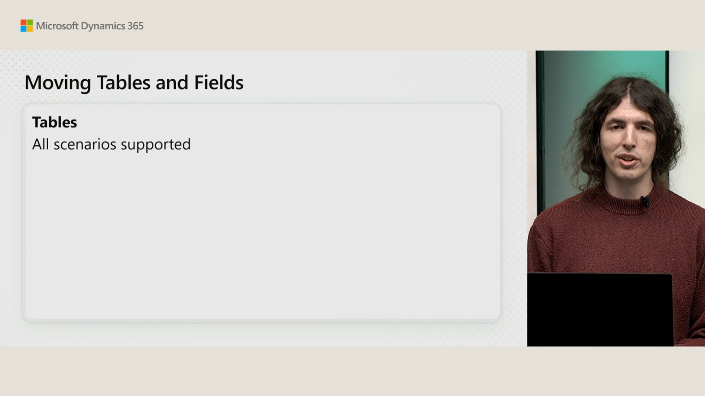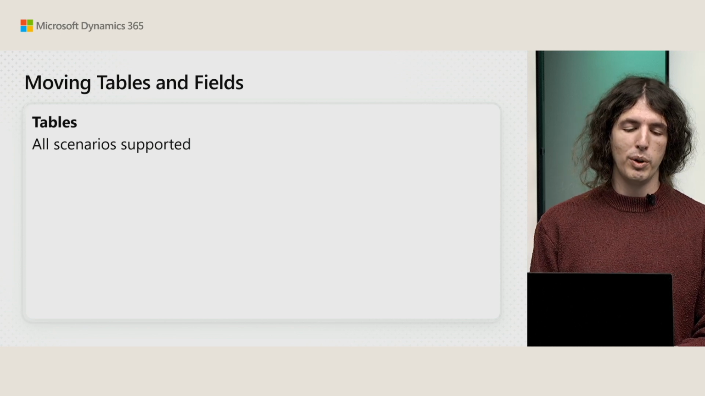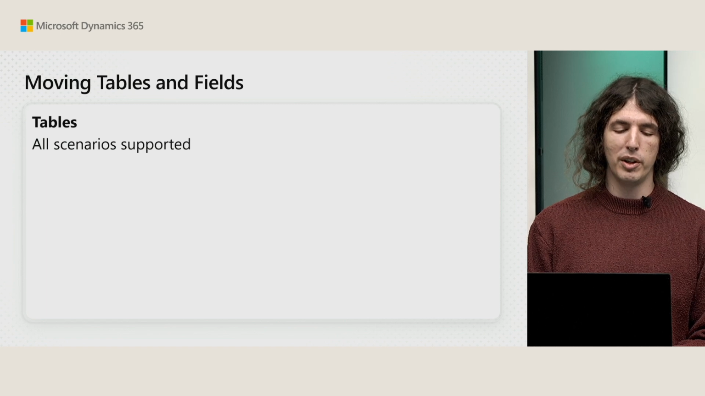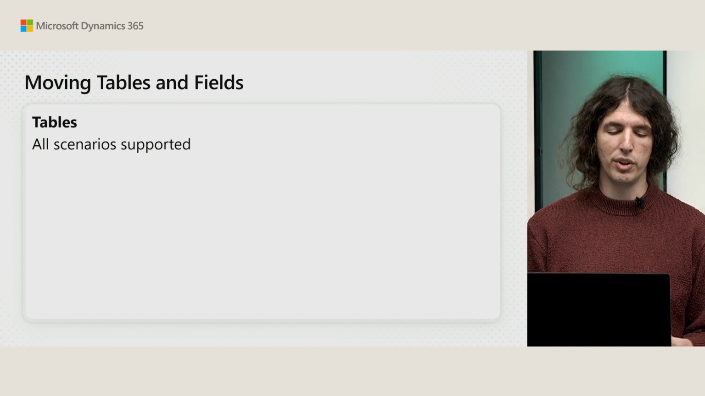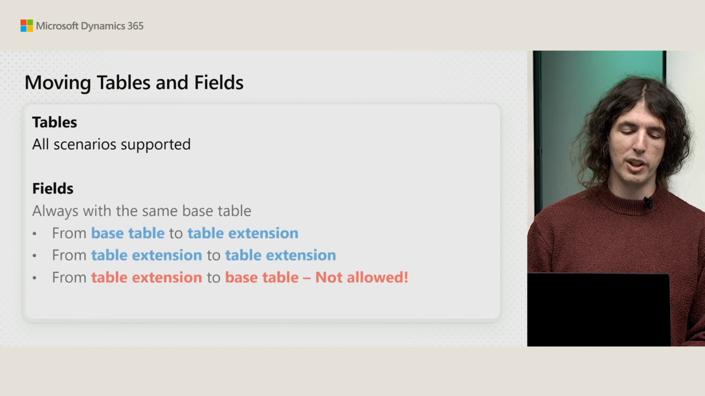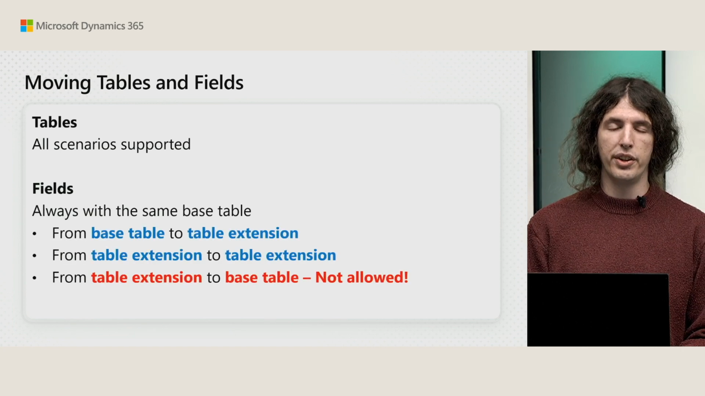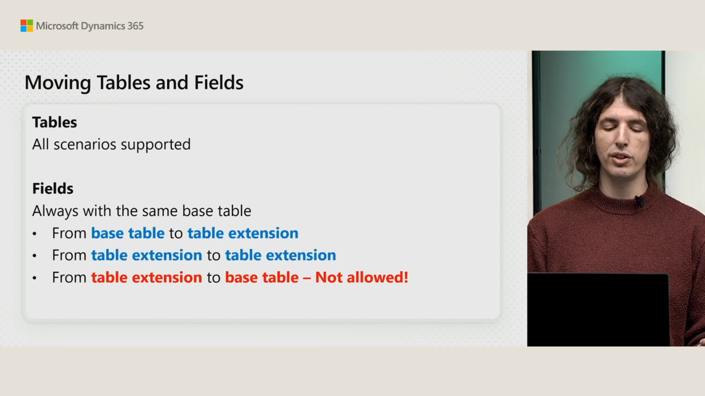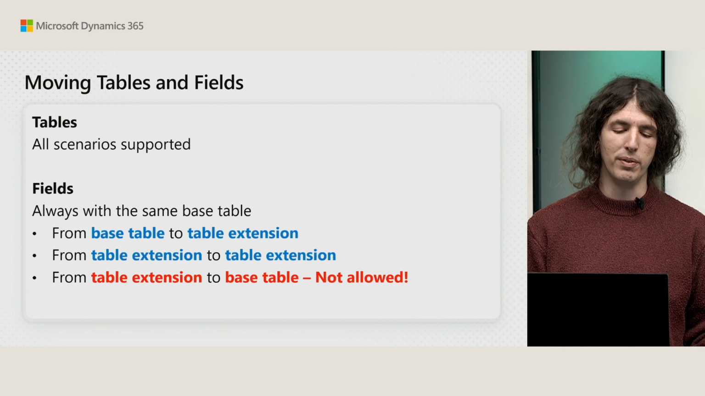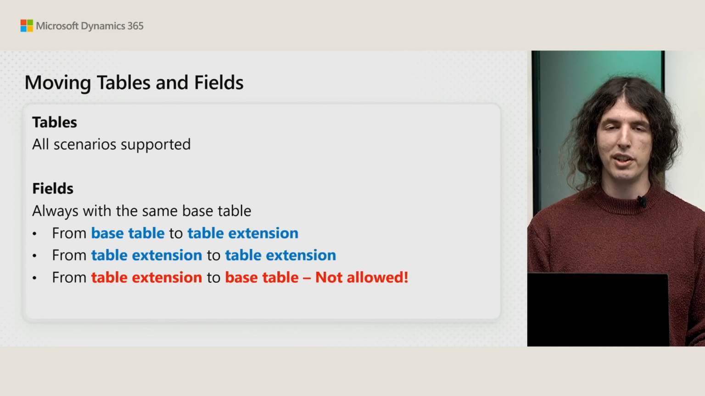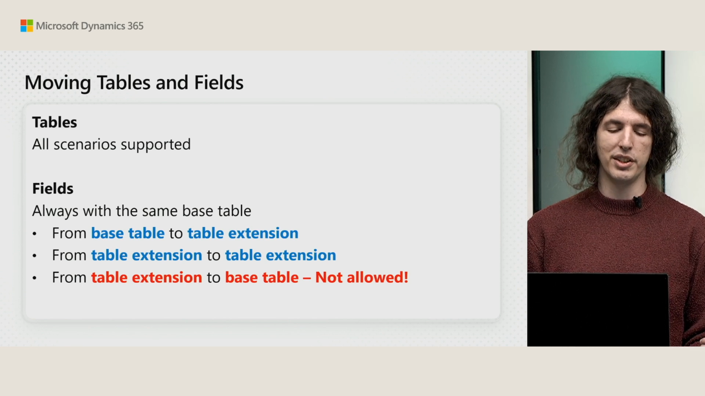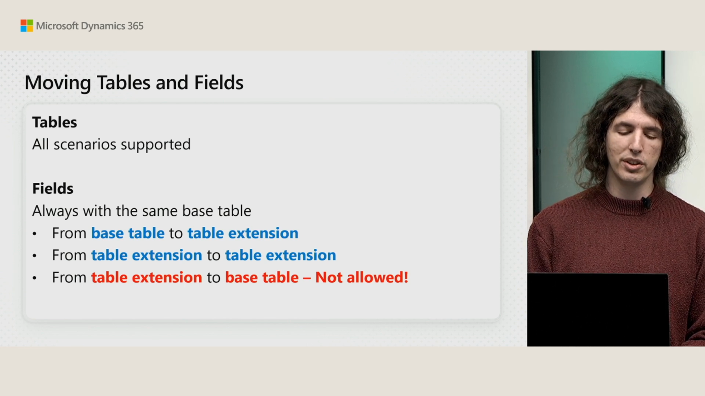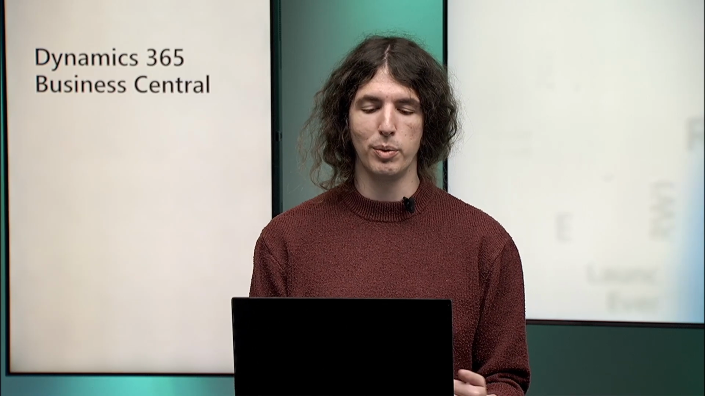Let's look at what is possible in terms of moving tables and fields. When we talk about tables, it is possible to move them from any extension to any other extension with this feature. When we're talking about fields, there are some limits to where they can be moved. First of all, fields can be moved from a base table to a table extension, as long as the table extension has the same base target table. It can also be moved from a table extension to another table extension, as long as they both have the same target table. What is not supported is moving from a table extension back to the base table, which is called consolidation, because it is not part of this feature.